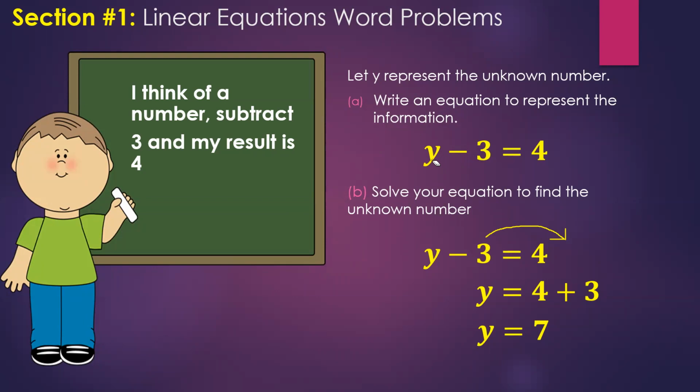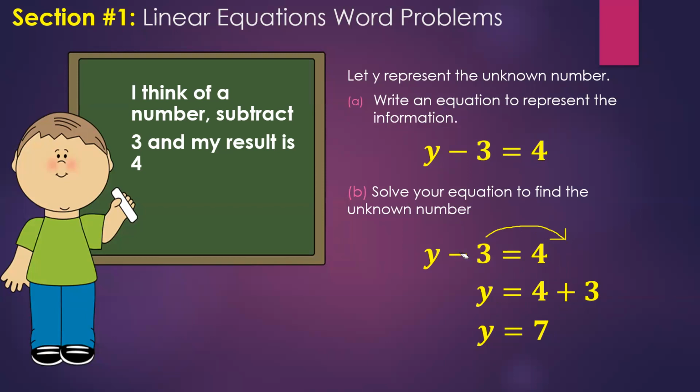So, you let y represent the unknown number and you subtract 3, which gives you 4. Yeah, that's the equation. And in order to find your unknown number, you rewrite y subtract 3 equals 4. Then you carry the 3 over to the other side, and the negative sign turns into positive. And then you carry over the 4. You add 3 plus 4 together, and that gives you 7.